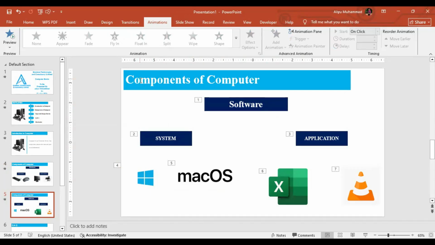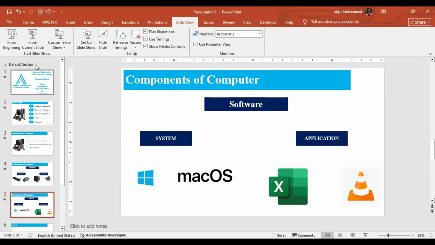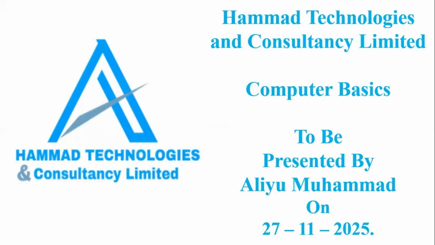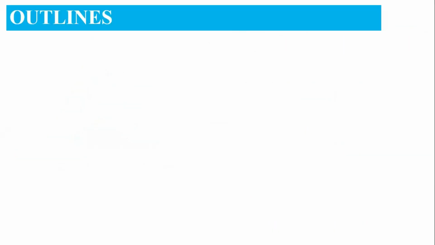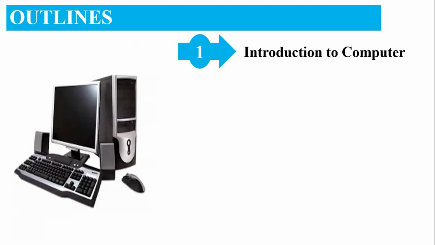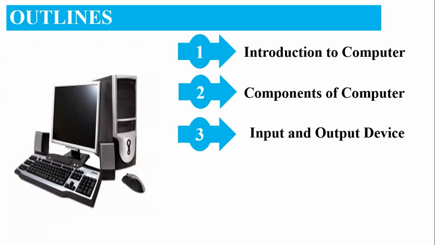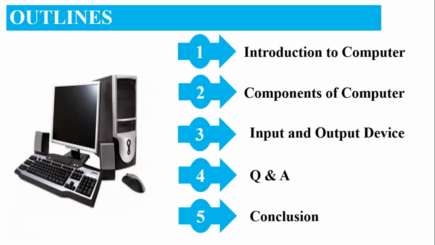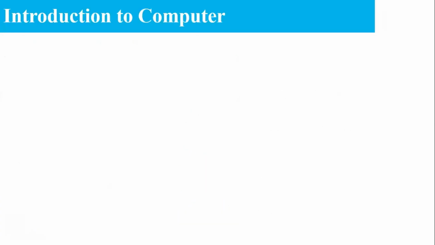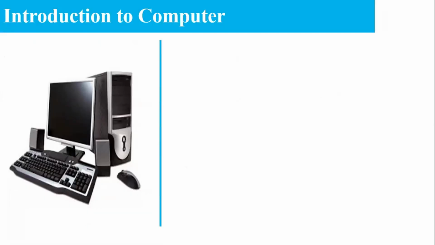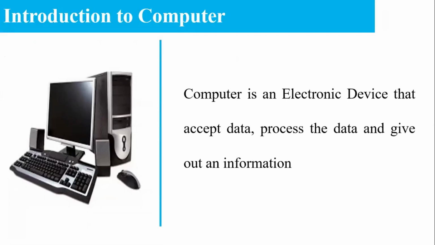So now let's preview and see how this slide works. Let's put slideshow. Let's say from the beginning. So you see, now from the beginning, this is how it will look like. Then this is it, by just clicking your left arrow or right arrow. So you see these are outlines. So the first outline is this introduction to computer, component of computer, input and output device, question and answer, conclusion. Then you just click on it, it will carry you to the next slide, which is introduction to computer. So you see, computer is an electronic device.